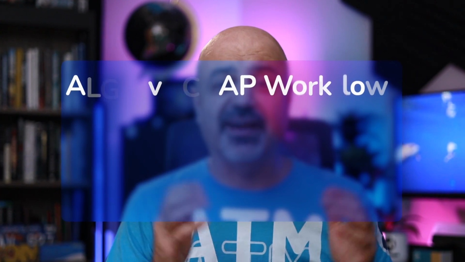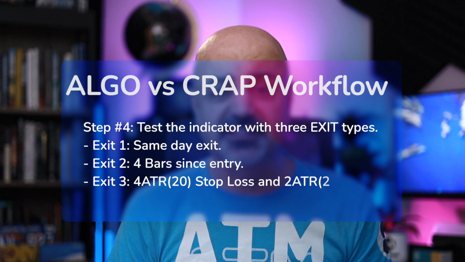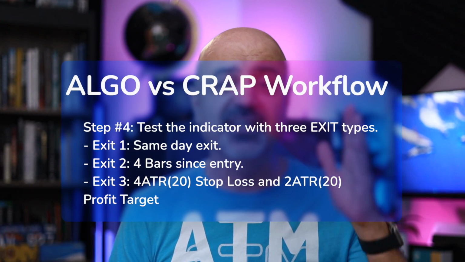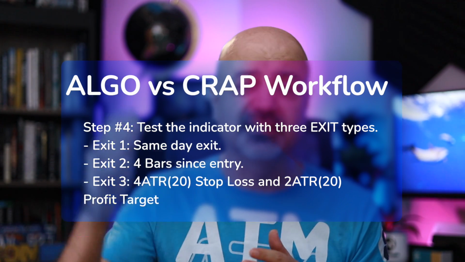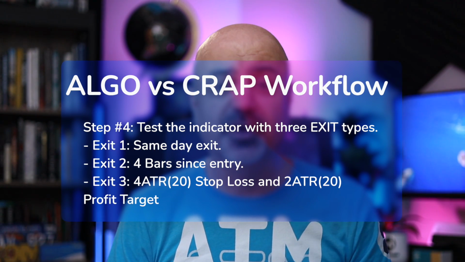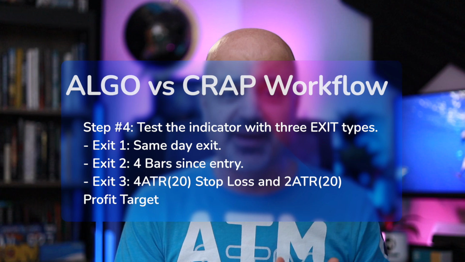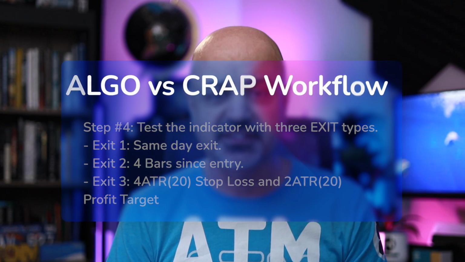Number 4, we have exits. I am testing 3 exits. Exit number 1 is the first day, so we enter and then we exit the same day. Exit number 2 is 4 bars. So we enter and then we exit after 4 bars. Exit number 3 is a stop loss and a profit target only. And the stop loss is 4 ATRs, while the profit target is 2 ATRs. And I do this so that they don't overlap and we don't get some weird trades.